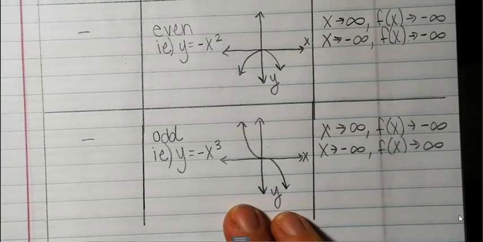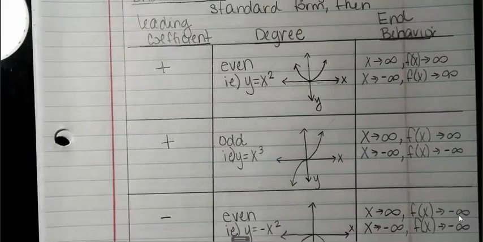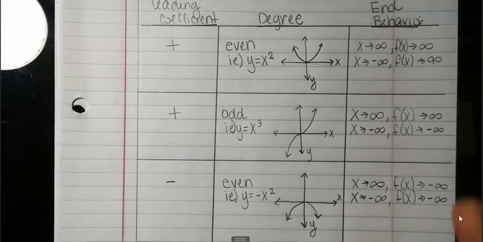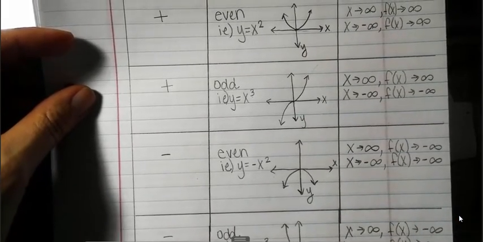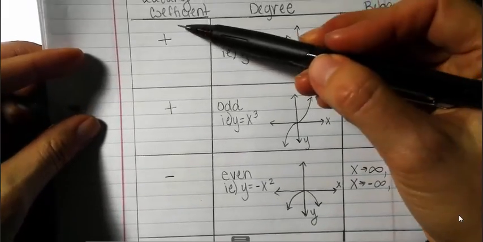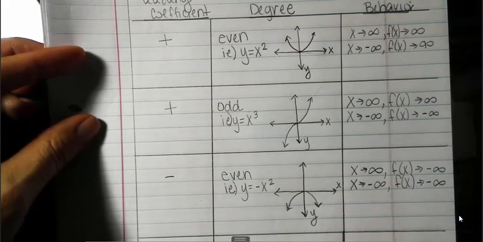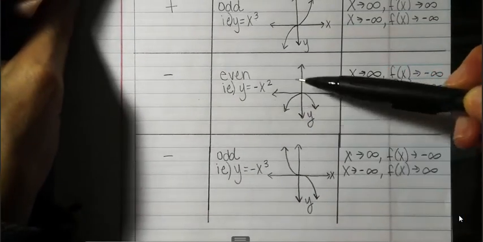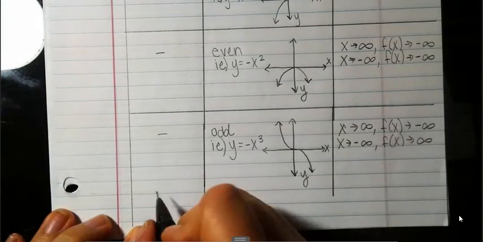So when you're thinking about, let me zoom out here, when you're thinking about these polynomials, this is your guide. When you're thinking about graphing these things, if the leading coefficient is positive, even or odd, you know what the end behavior is going to look like. If the leading coefficient is negative, even or odd, you know what the end behavior is going to look like.